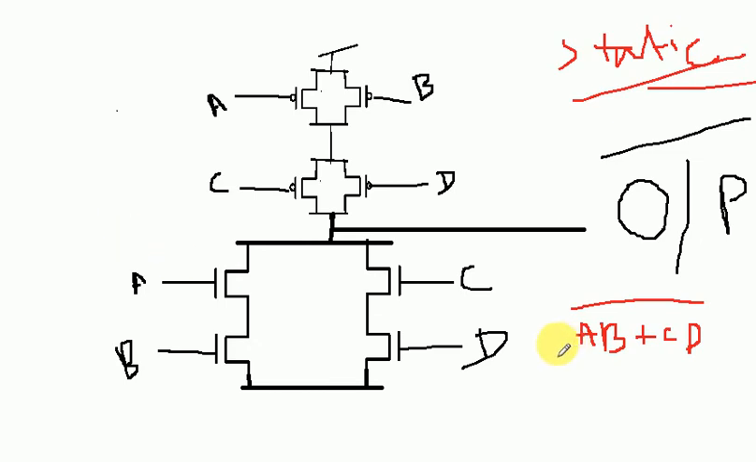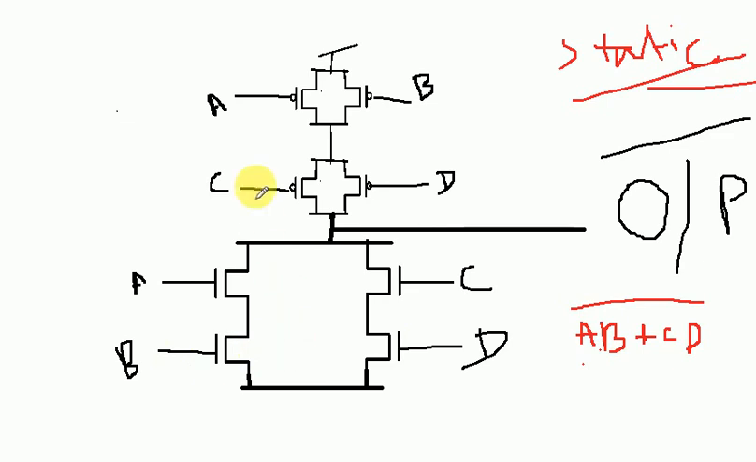So this is AB. First of all, look at this expression: AB, A and B. So these must be in series. Also C and D, so this C and D. And there is a plus, so AB and CD are in parallel. Now first draw this.